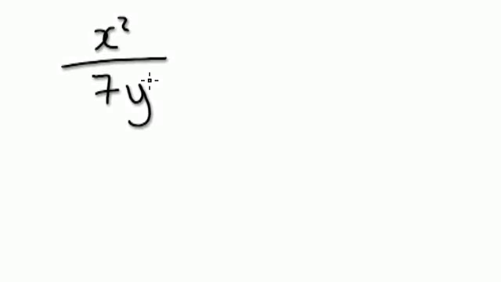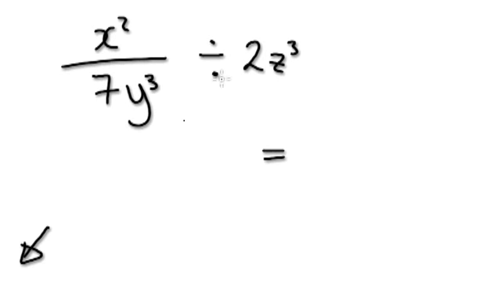Okay. So the next one here, let's say x squared over 7 y to the power of 3, divided by, let's say, 2 z cubed. Okay. So what does this become? Press pause and have a go. Remember, you're dividing, so it gets multiplied to the bottom. Okay, so press pause and have a go.